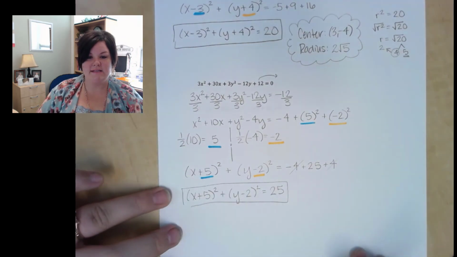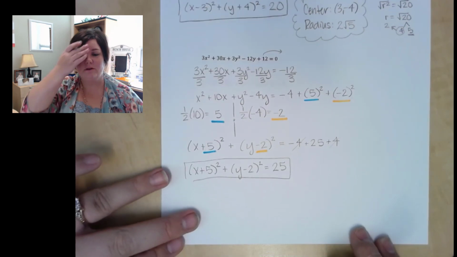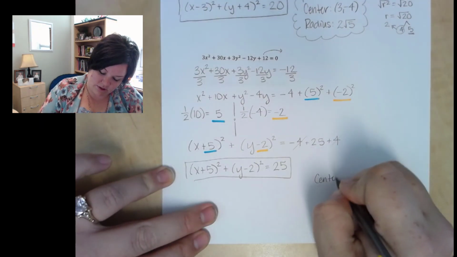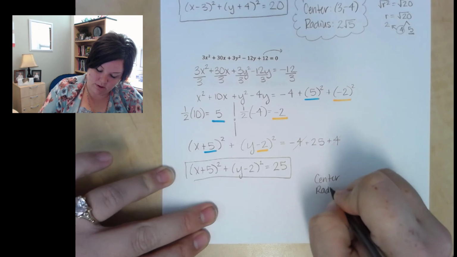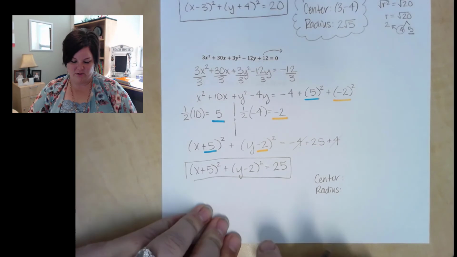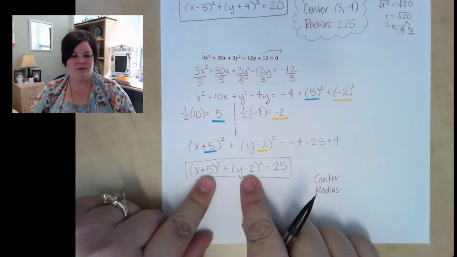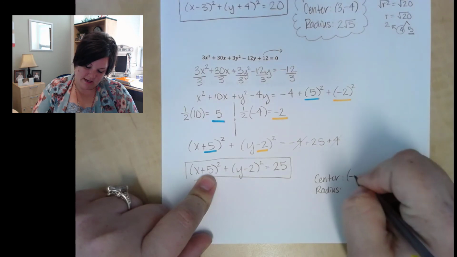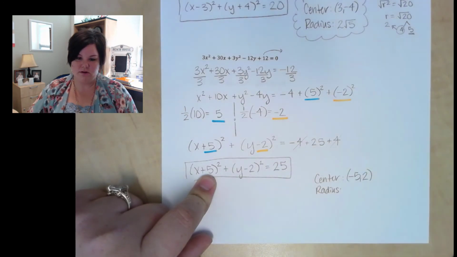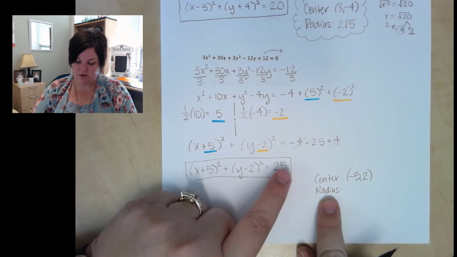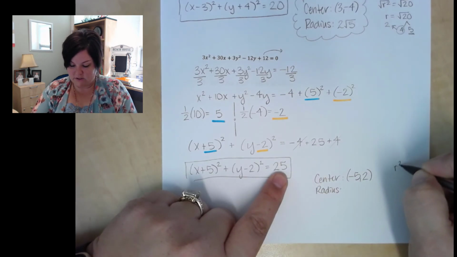All right, so that is the standard form for our circle. And then again, I want to find the center and the radius, not because the problem asked me to, but just because it's a good habit, right? So our center comes from these two numbers inside our squared quantities. We flip the signs. So our center would be negative 5, positive 2. And then our radius comes from this number. Remember, this number over here is our radius squared.